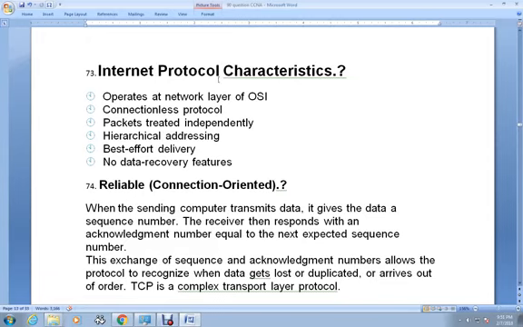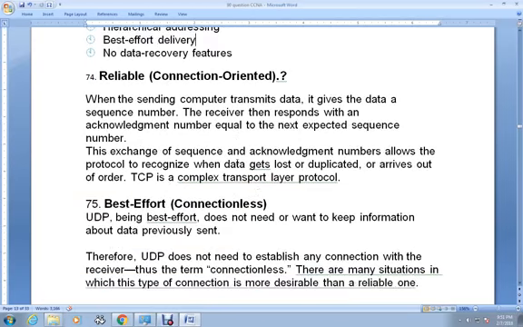And guys, what are the characteristics of IP, or what is IP basically? So guys, it operates at the network layer. It is a connectionless protocol and packets are treated independently, with hierarchical addressing, best effort delivery, and no data recovery. So these are a few characteristics of IP or Internet Protocol. You should know this very well. Very basic questions, guys.